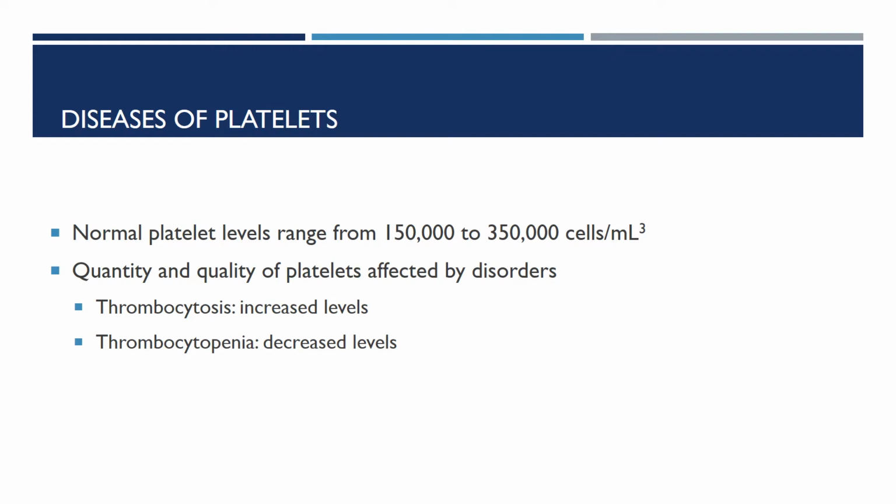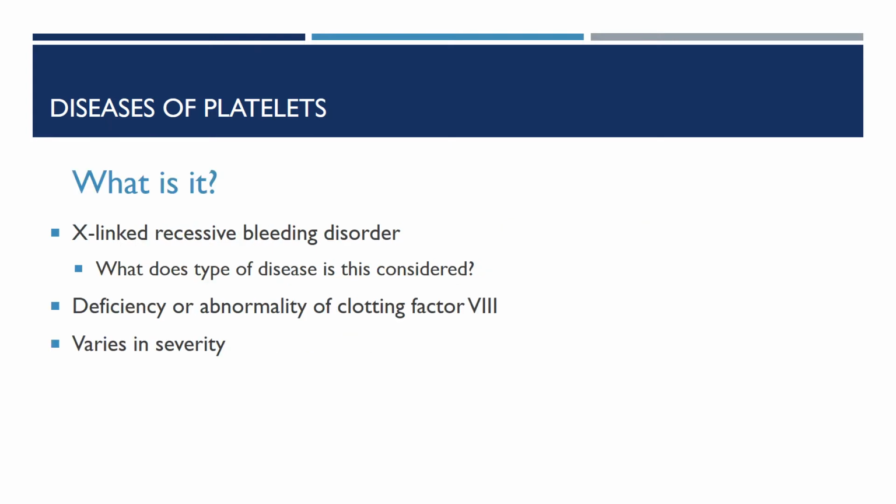So capillaries are leaky. They can start to leak in random parts of the body, and they cause this leaking of blood out of the circulatory system. And so for the diseases of platelets, we're going to focus on hemophilia A, von Willebrand syndrome, and then disseminated intravascular clotting, and then idiopathic thrombocytopenic purpura. And that's going to round this audio lecture out.